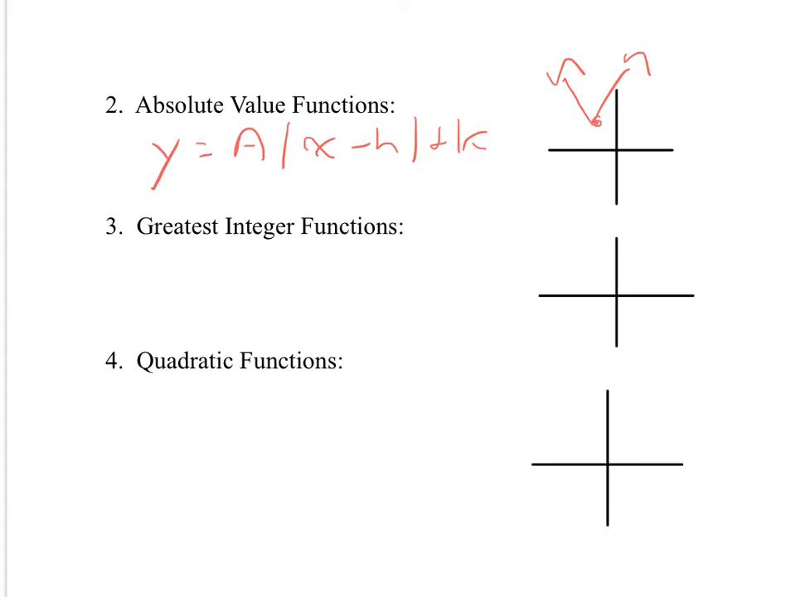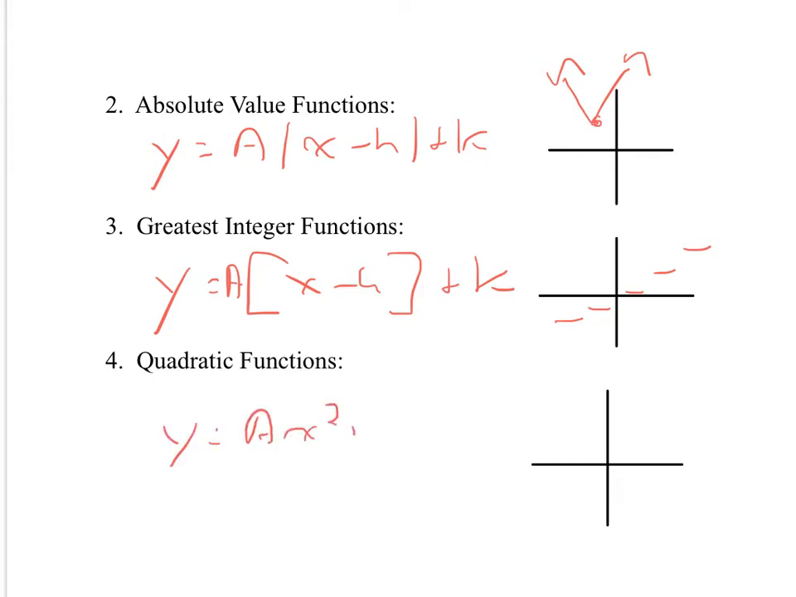The greatest integer function is y equals a times the greatest integer of x minus h, plus k. I should put the a out here. It, of course, makes a step function, which you guys hopefully remember. And quadratic functions, of course, are the parabolas. y equals ax squared plus bx plus c, and when we graph it, it makes a parabola.